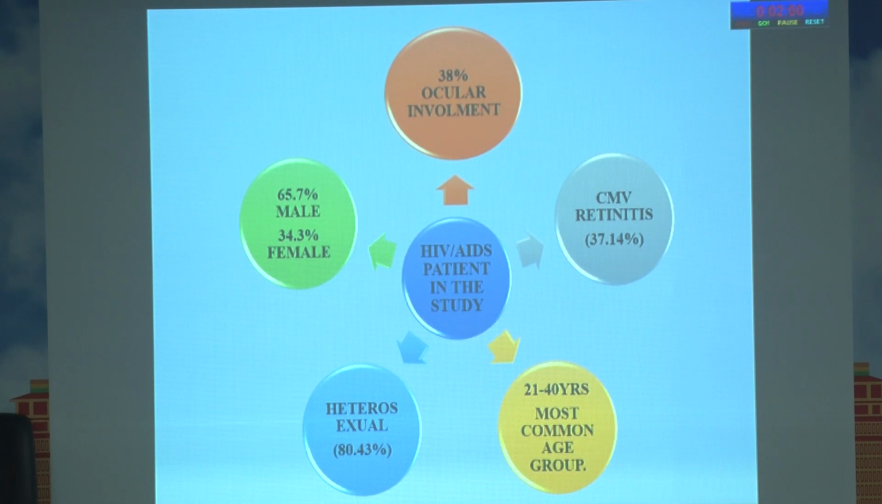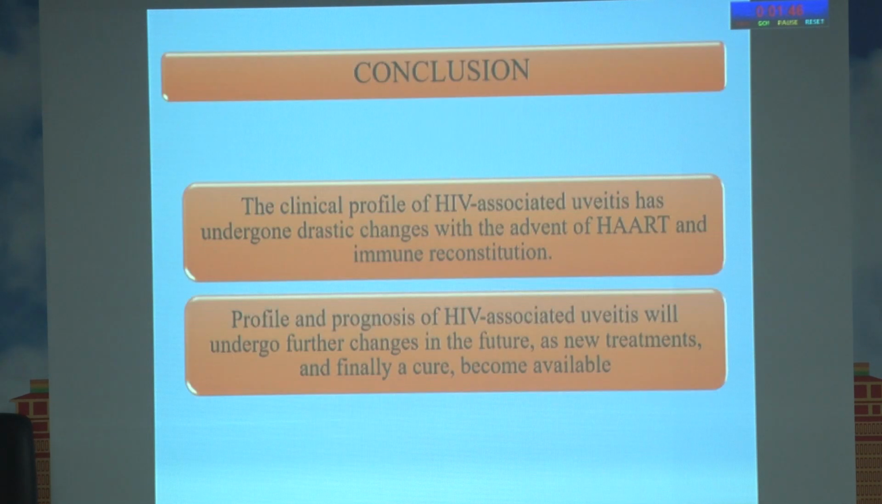So in our study, 38% of patients had ocular involvement, with the most common age group being between 21 and 40 years. Heterosexual mode of transmission was the most common mode of transmission, and there was a male preponderance noted. CMV retinitis was the most common presentation.